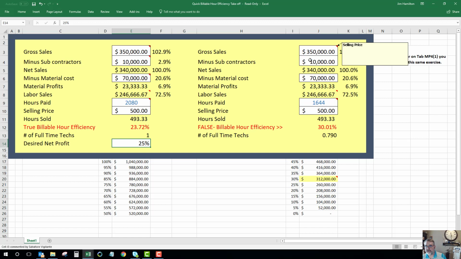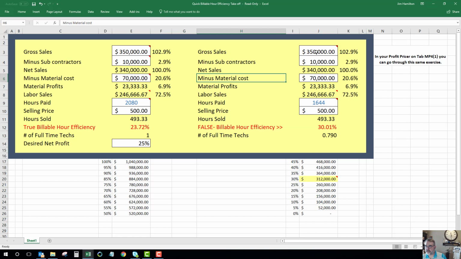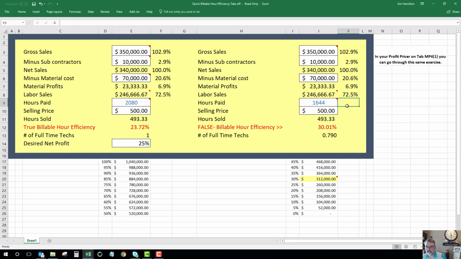So then we come over here, and this is what I'm seeing from most of you. We've got the same scenario, 350,000, 10,000 subcontractor, net sales, materials the same. Everything up here is all the same, and so is the labor sale. But here's how you're figuring your efficiency. This is what I've seen. If you pay a guy 1,644 hours, you're saying that your billable hour efficiency is 30%. It's not 30%. It's 30% based off the time you pay him.